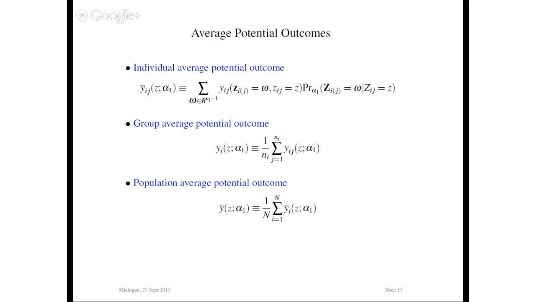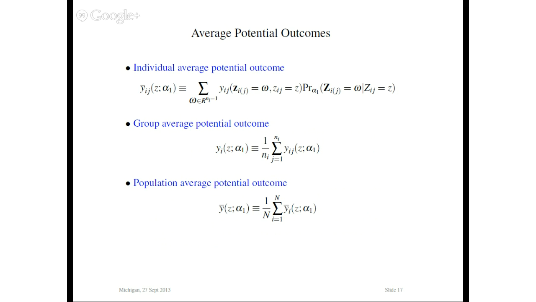So one way to move forward, since everybody has so many potential outcomes now, would be to think about the average potential outcomes for an individual. So Y bar IJ will denote the average outcome for individual J in group I when they're assigned treatment Z and their group is assigned allocation strategy alpha 1. And all this is just their average or expected outcome conditional on that individual having been assigned treatment Z and their group having been assigned allocation strategy alpha 1.